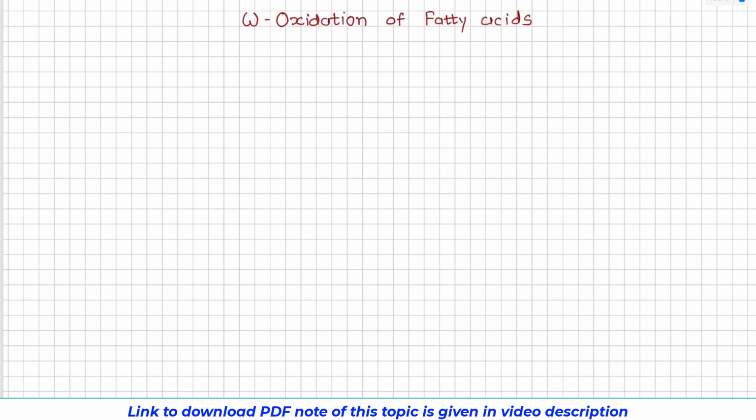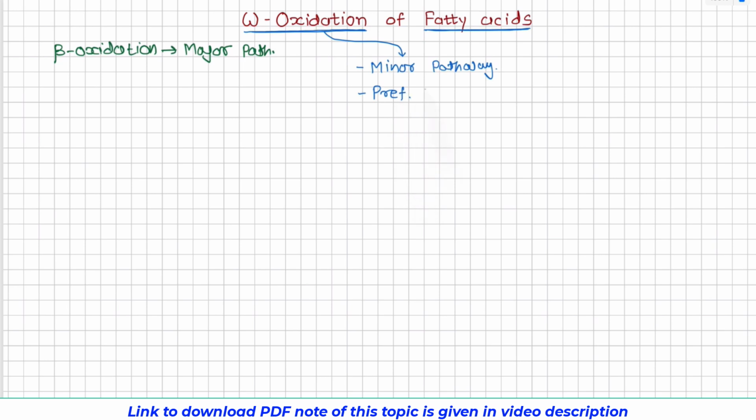In this video tutorial, I am going to discuss omega oxidation of fatty acids. This is one of the minor pathways for oxidation of fatty acids, in contrast to beta oxidation, which is the major pathway. Now, omega oxidation preferentially acts on medium chain fatty acids, which are 10 to 12 carbons long, and this pathway occurs in the endoplasmic reticulum.